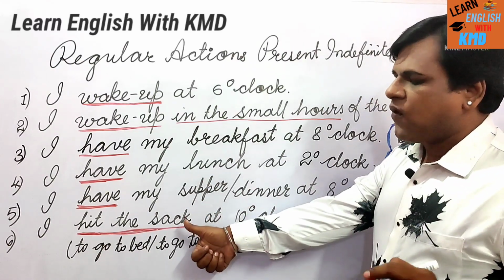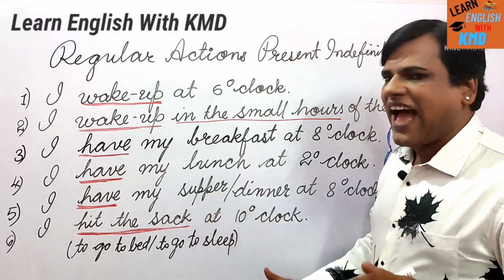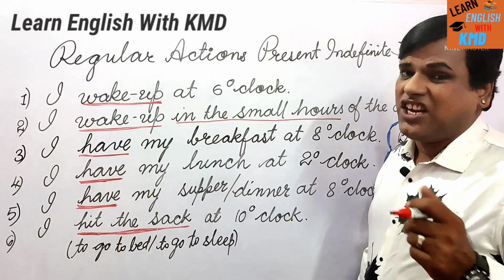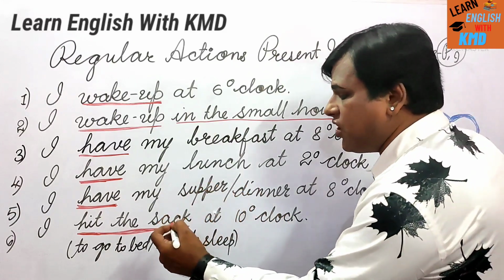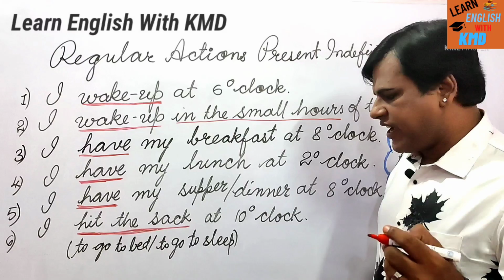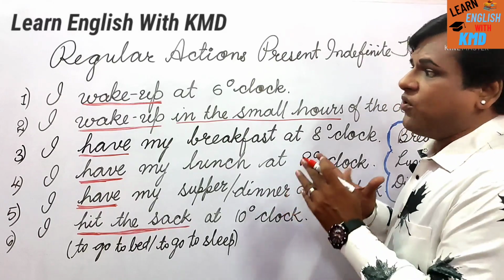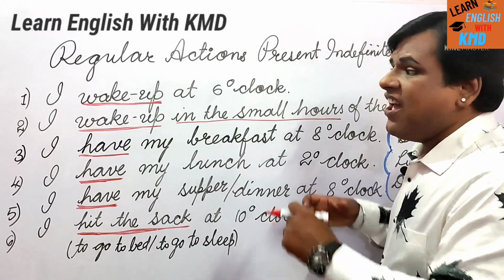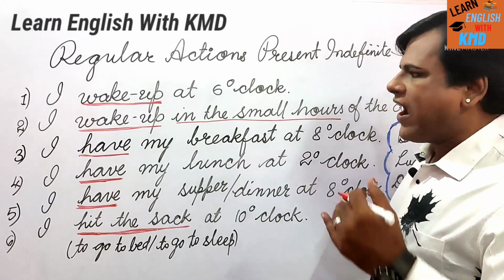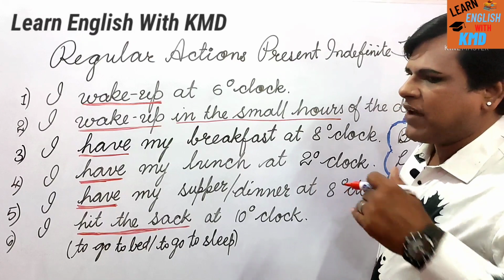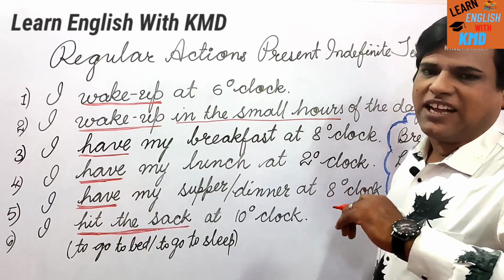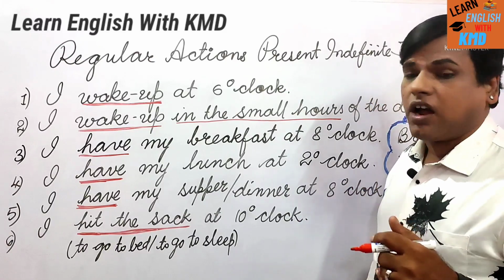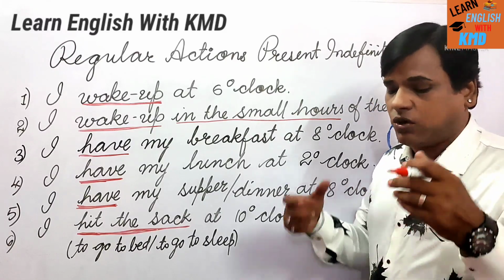And moving on to the last and fourth sentence, I hit the sack at 10 o'clock. What does hit the sack mean? Well, hit the sack is an idiom and it means to go to bed or to go to sleep. So that's what I do every day, and these are my regular actions. I wake up at 6 o'clock, I have my breakfast at 8 o'clock, I have my lunch at 2 o'clock, I have my dinner or supper at 8 o'clock, and I hit the sack at 10 o'clock.